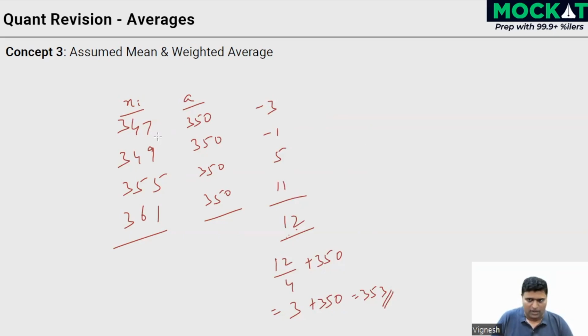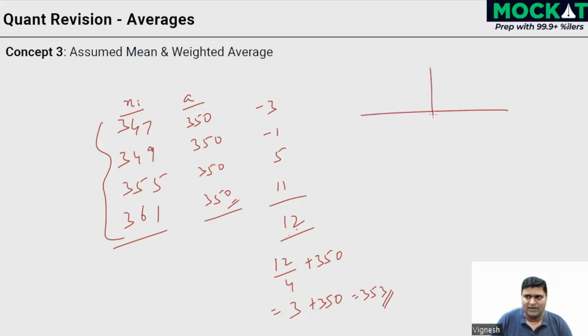Once again, quick look. If I'm going to be subtracting an assumed mean everywhere, then my average is going to be lower by that much. As my average of 3 was lower by 350, I'm going to add back the 350 to get my actual average of these 4 items, which comes to 353.